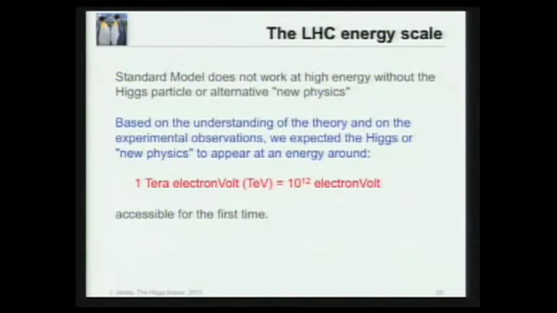Now, as I already told you, the standard model does not work at high energy without the Higgs particle or an alternative new physics. There was this WW interaction, with probability above 1 for energies above 1 TeV. This was a clear indication that above 1 TeV something had to happen. And this is why, it's interesting, people were confident enough to spend 6 billion euros on the LHC. It was one of the key arguments.